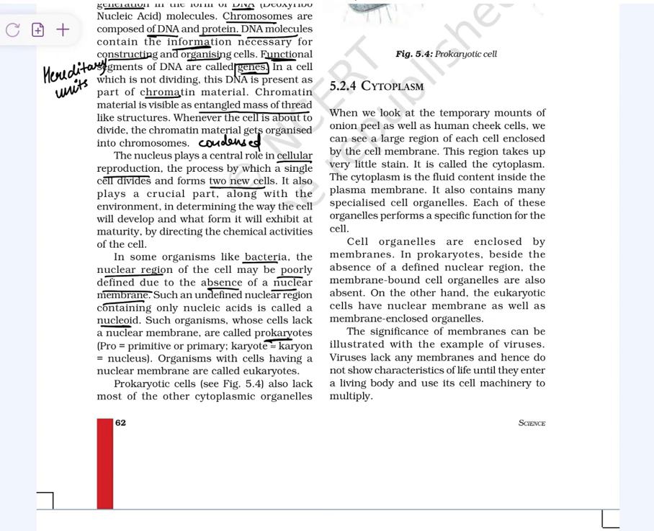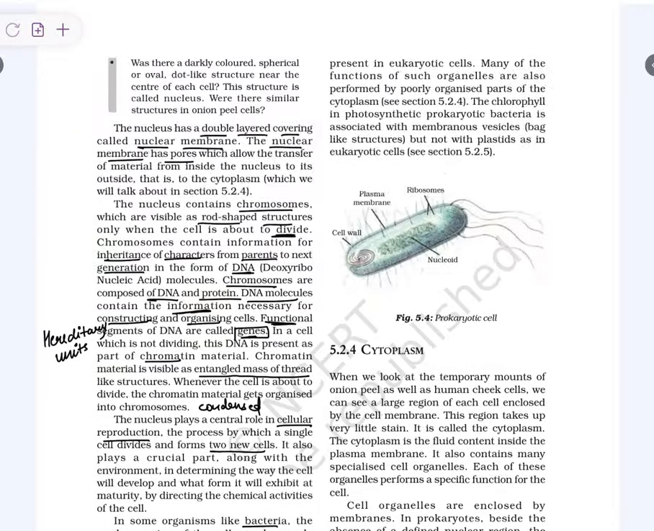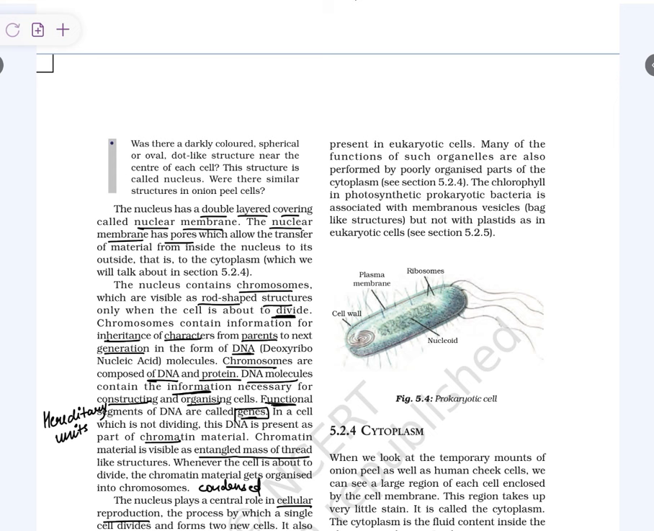Now the ones which have a nuclear membrane are eukaryotes. So the difference between prokaryotes and eukaryotes is that in prokaryotes there is an undefined nuclear region, called the nucleoid, but in eukaryotes there is a defined nuclear membrane, and that's why there we call it a nucleus. Now another thing, prokaryotic cells also lack other cytoplasmic organelles which are present in eukaryotic cells.